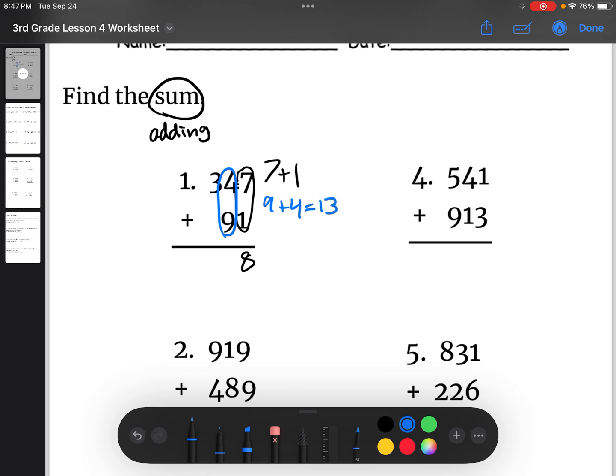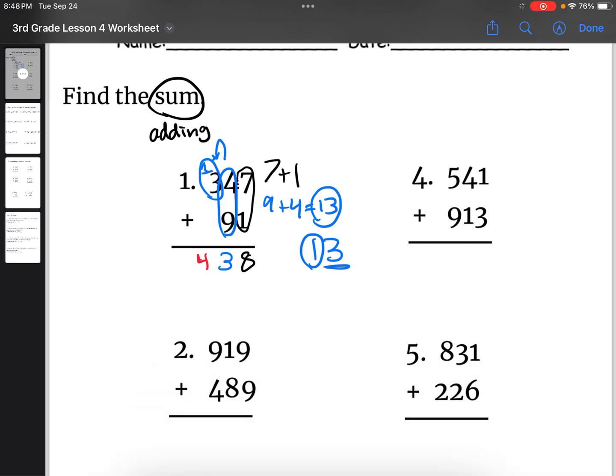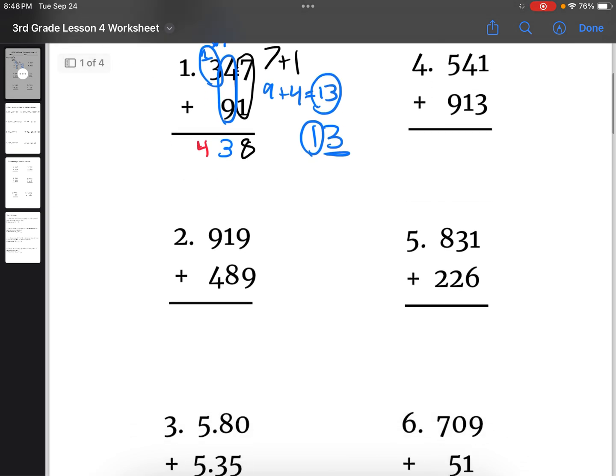If it's 13, we can't just write 13 here. No, what we're going to do is carry the 1. So, if it's 13, we get the last digit, write it down here, and we carry the 1 right over here. And now, what you're doing here is basically 3 plus 1, which is 4. So the answer to 347 plus 91 is 483. Very simple. All you have to do is remember to carry the 1 every time you're doing one of these.